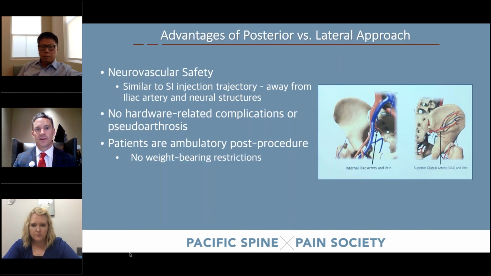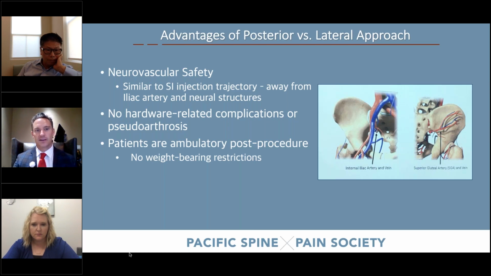So several potential advantages of doing a posterior SI joint stabilization procedure is neurovascular safety. In the posterior part, there's not many major vessels or nervous tissue that we have to be aware of, like there is with the lateral approach. Using these allograft dowels, we have no hardware, so there's no hardware-related complications. Sometimes when you see stress shielding between metal and bone, that can lead to a pseudoarthrosis.